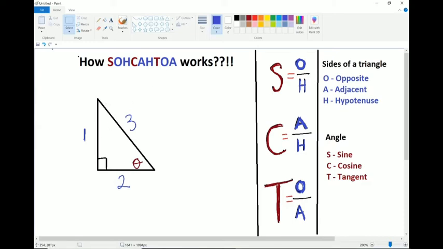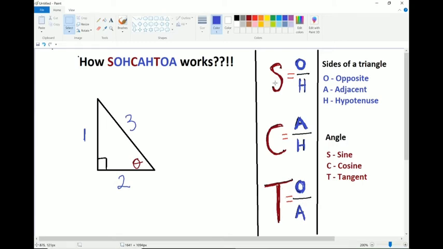Well, to begin, we need to understand what SOHCAHTOA is really about. The SO, which is the SOH, actually is S equals O over H. And then the CA, which is CAH, is actually C equals A over H. And then the TOA is actually T equals O over A.